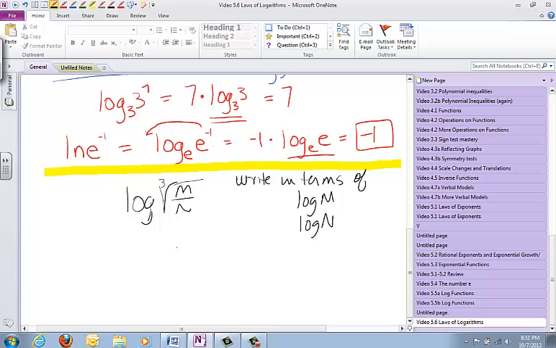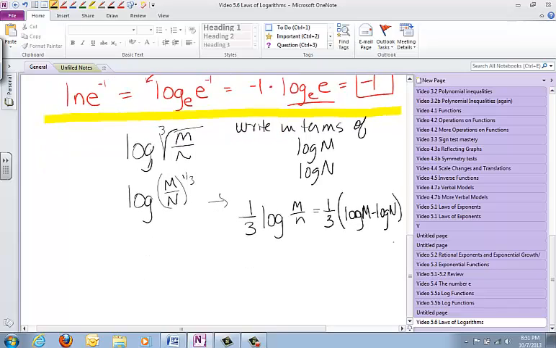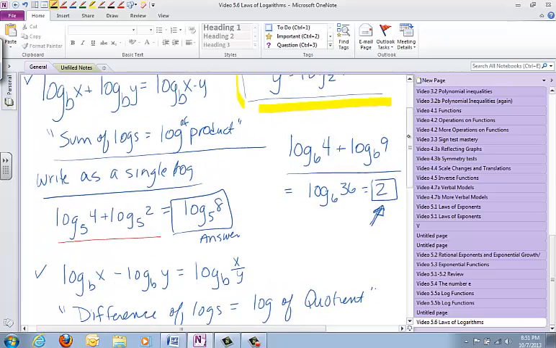Okay, so we're going to rewrite this, and we're going to recognize that this is log of m over n to the 1/3. Okay, so the first thing we're going to do is we're going to launch that exponent, right? Right? And then we're going to split this up. The log of the quotient is the difference of the logs. And so we're going to get 1/3 times log of m minus log of n. Okay? And hopefully you can see that this reversed the process that we did up in the problems up here.